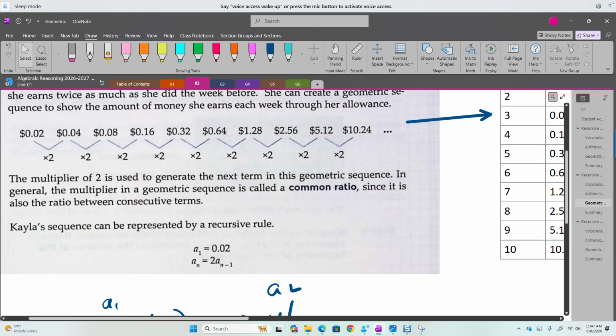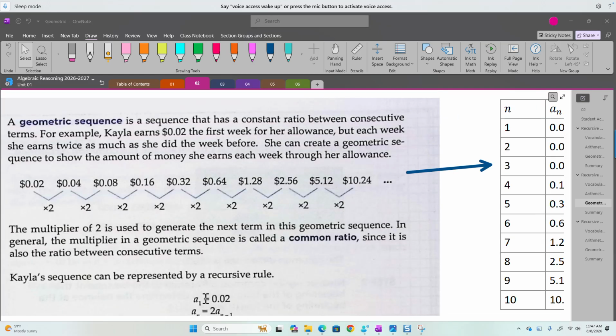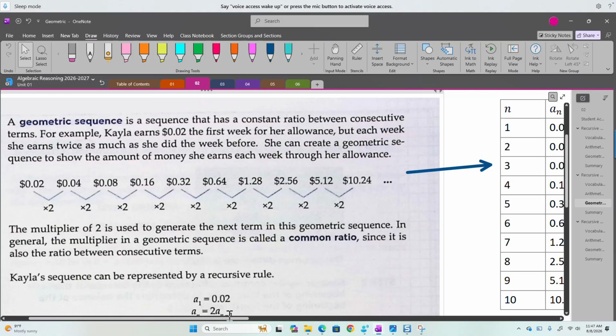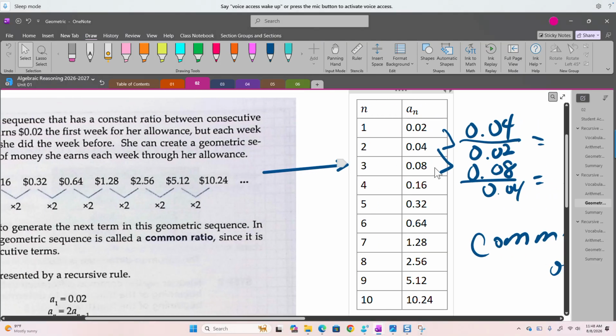Now let's see if I can get it to move. It's not letting me move right there. Use my mouse over here. So a sub 3 is 0.08.